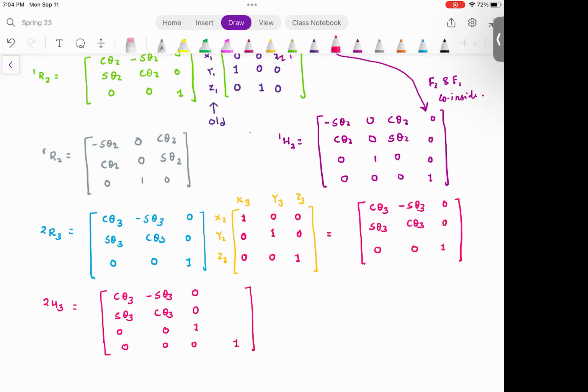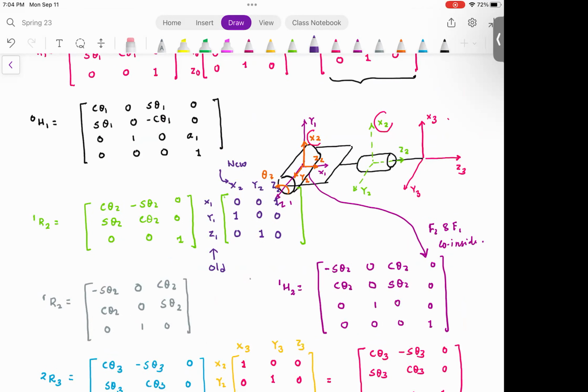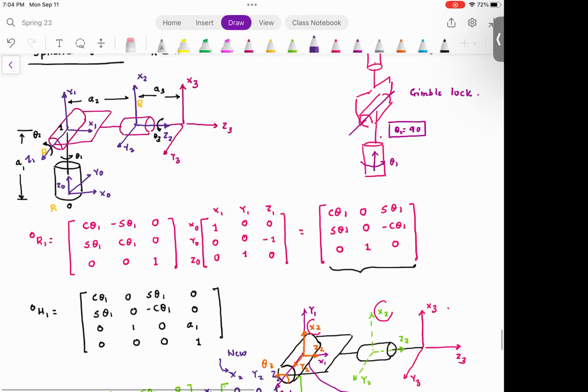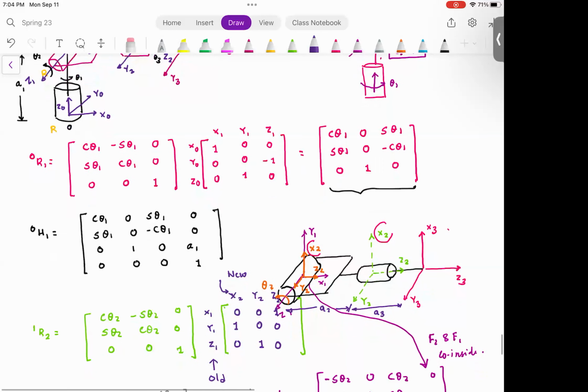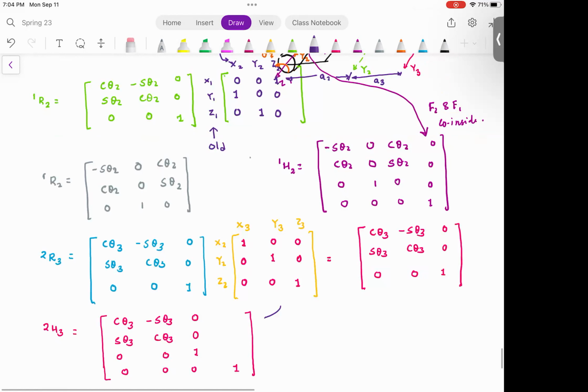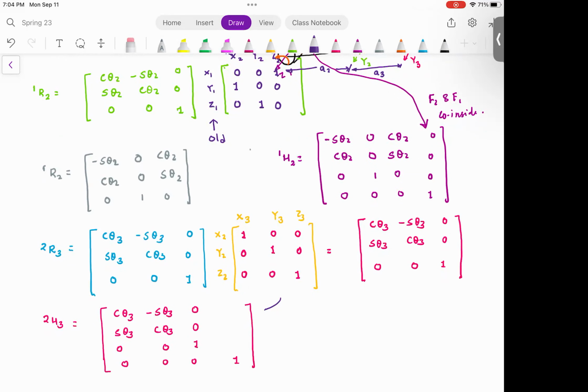However, here, please understand, I need to find out the distance between the translated frame and the final frame. So my distances are going to be something like A2 and A3. I'm going to have the distances A2 and A3. Now, one thing that I want all of you to remember is where the confusion arises.